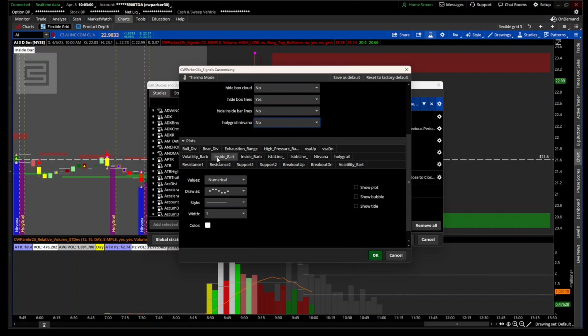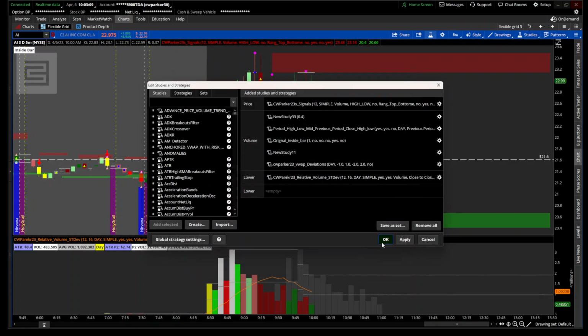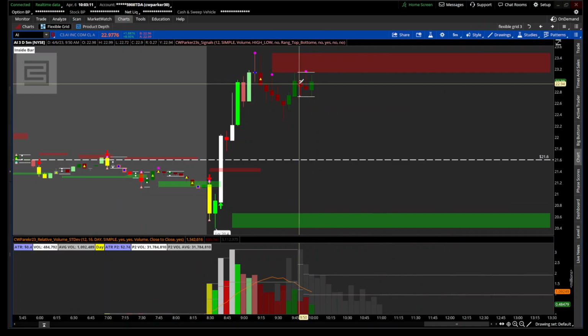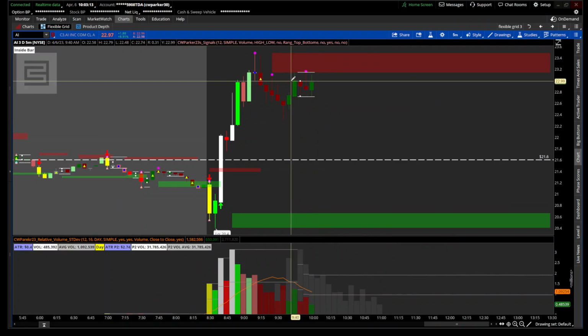When it comes to the inside bars, you can still get those squares if you want those. But I actually cut those off. But it's just showing you where the inside bar is. Inside bar right there.